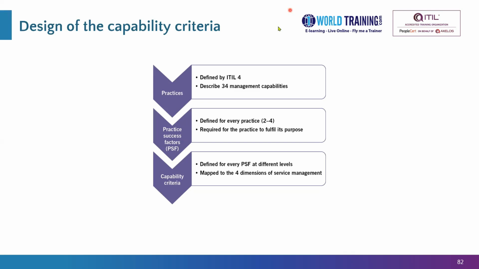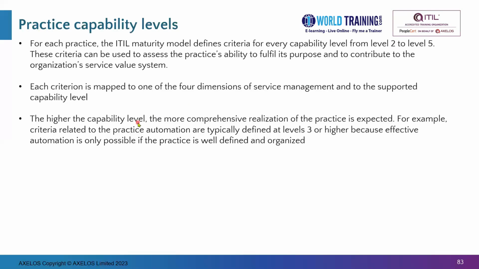Let's see later on at what level automation happens in this practice. It'll come towards the end of this section. In this practice, the automation occurs at level 2 itself. So these are some of the things that I just mentioned about the practice capability levels.